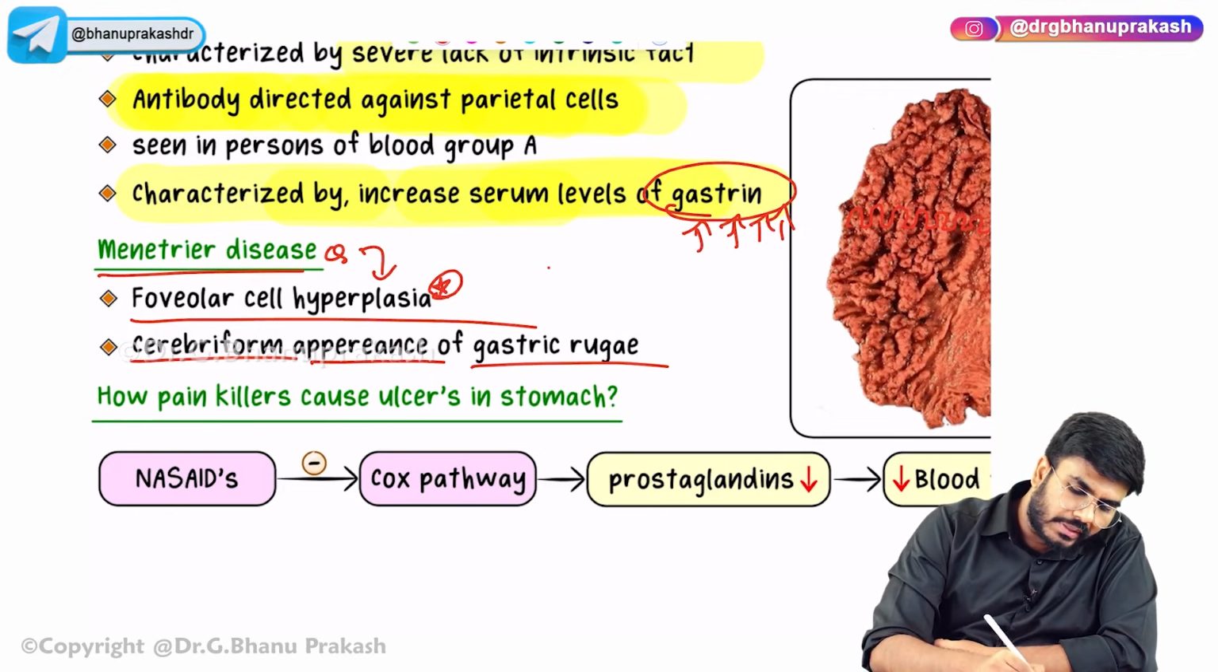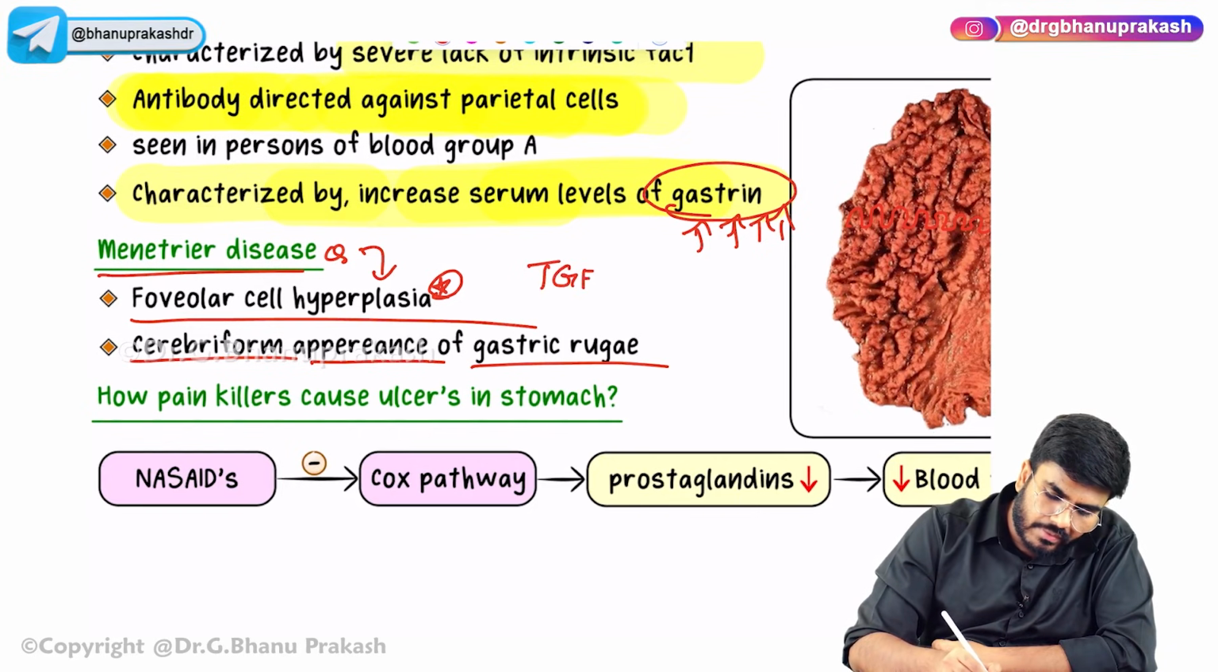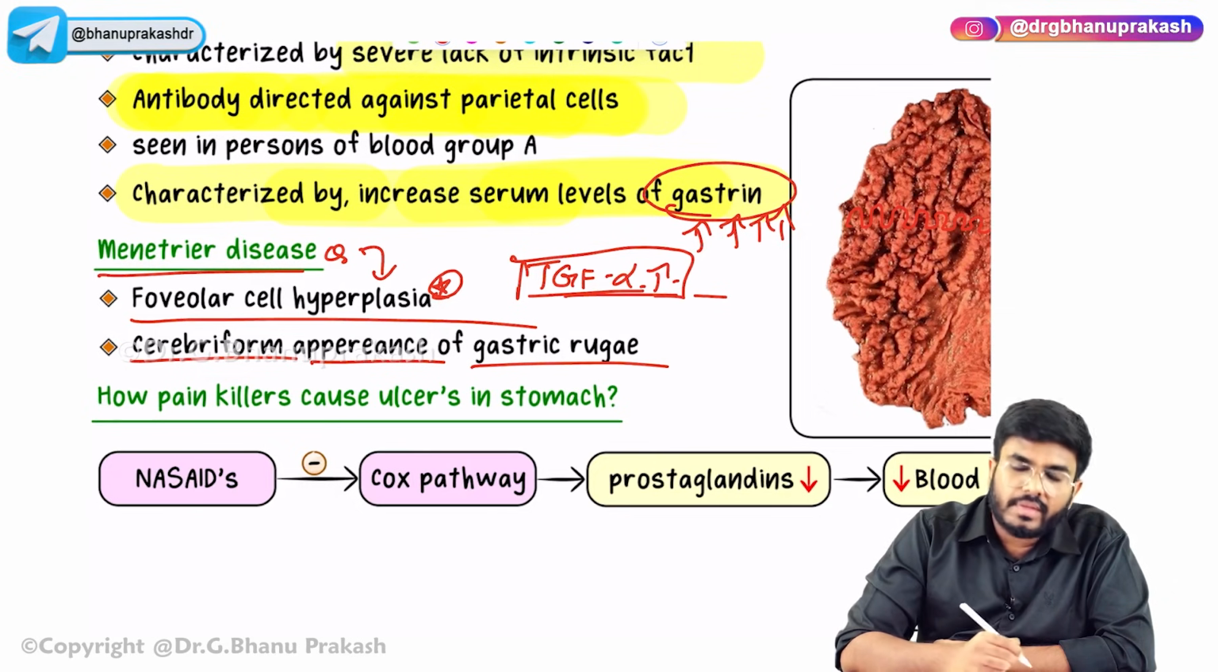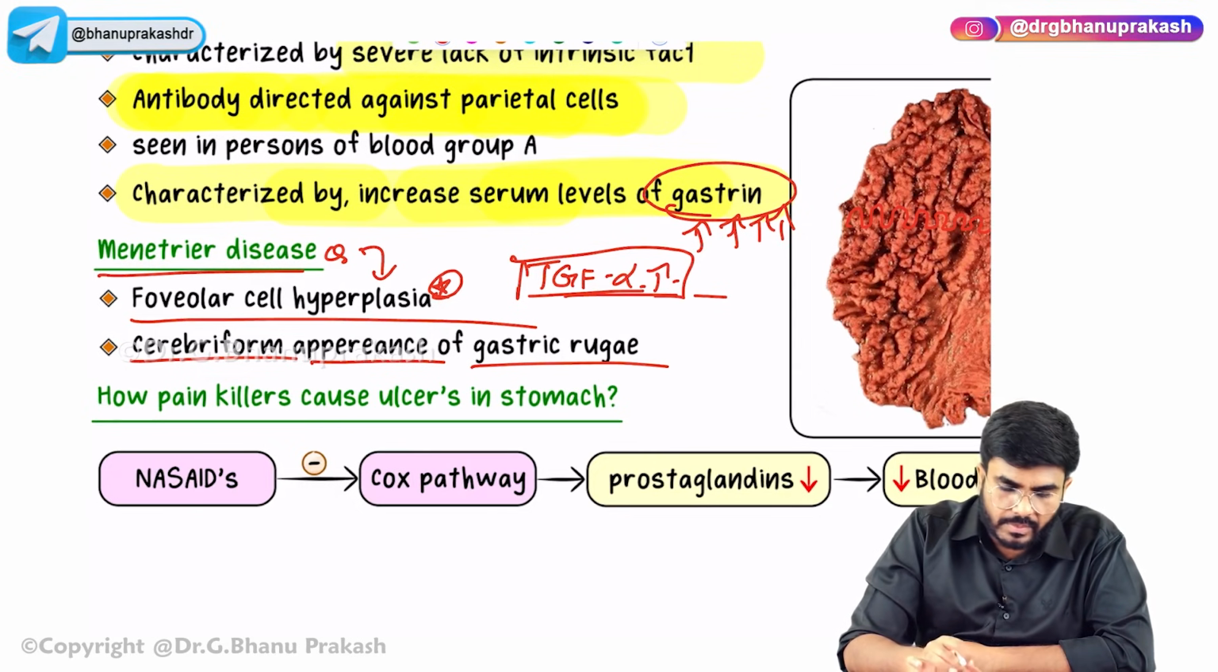In these patients, the TGF alpha levels are going to be higher. The TGF alpha levels will be higher in these patients. If you check the blood, the TGF alpha levels will be higher.